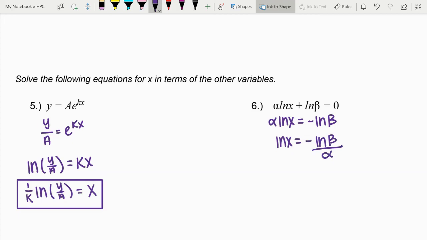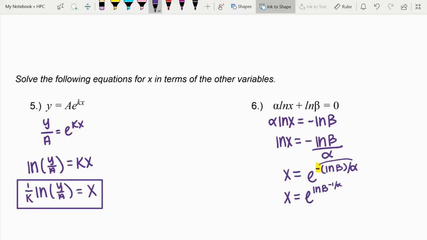Then I'm going to exponentiate both sides with e. So on the left-hand side, it's going to cancel out, and I have x is equal to e raised to the negative natural log of beta divided by alpha. Okay, now this negative I'm going to bring over here. So if I do that, I'm going to have x is equal to e raised to the natural log of beta raised to the negative 1 over alpha.